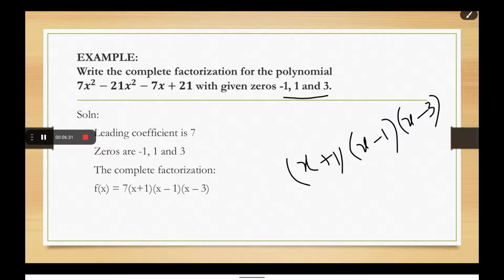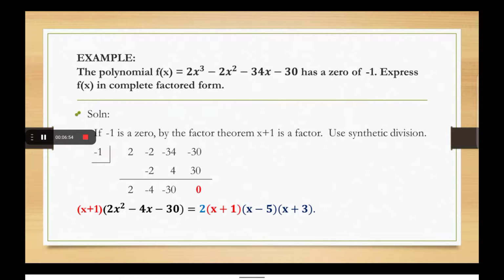Complete means complete factorization of the polynomial. Here, what is the leading coefficient? What is the common value here? That is 7, right? This is the answer. The common coefficient in the front, and again the zeros. That is 7 times (x plus 1)(x minus 1)(x minus 3). Okay, I hope you understand this example.